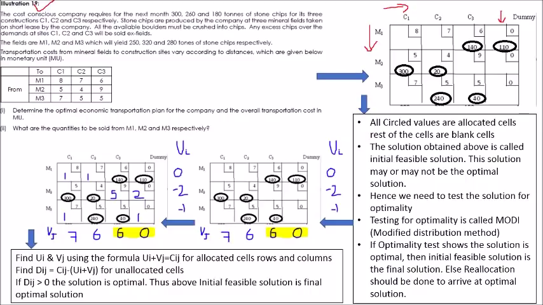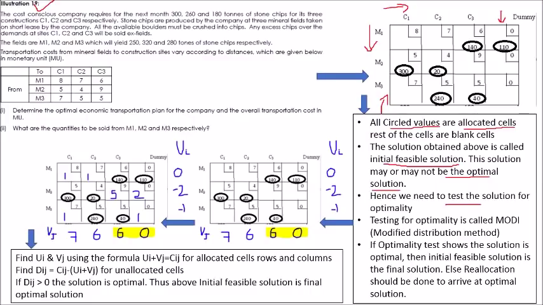So all circled values in the above figure, or the cells which are allocated cells, all these are allocated cells. So this is called the initial feasible solution. The solution may or may not be optimal. So now we are going to test for optimality.